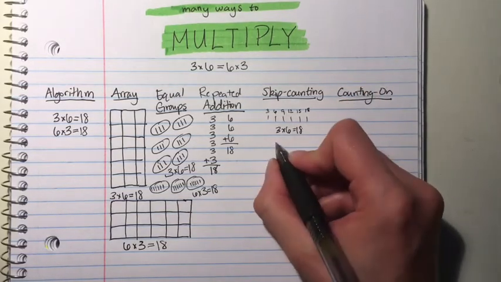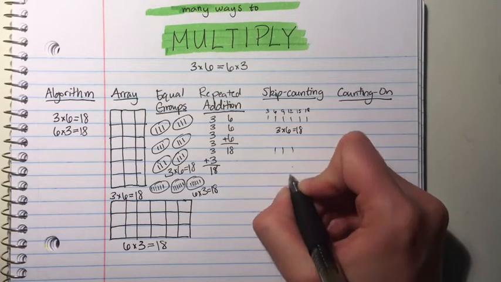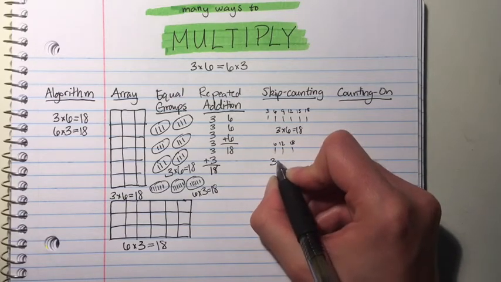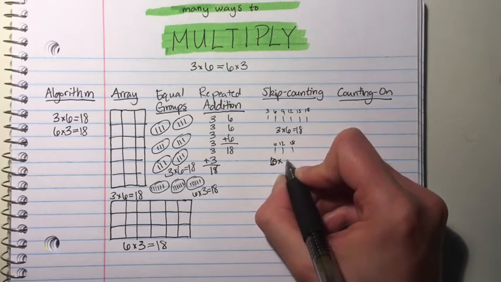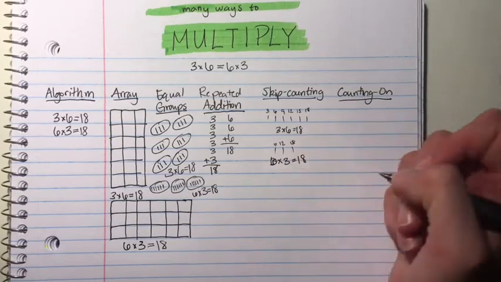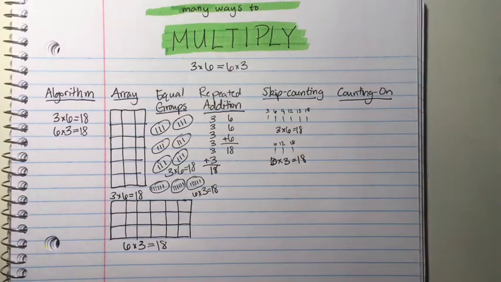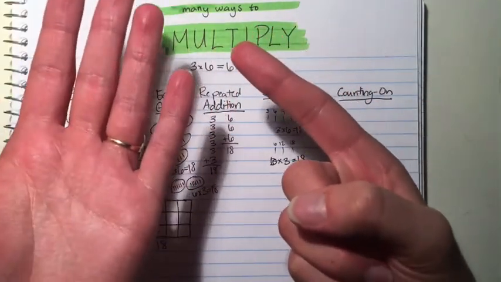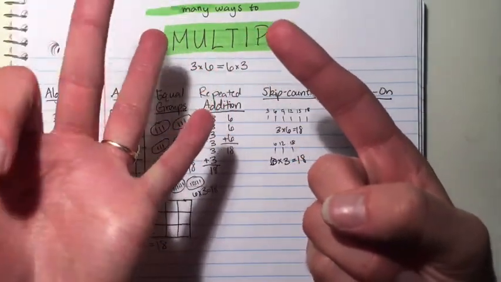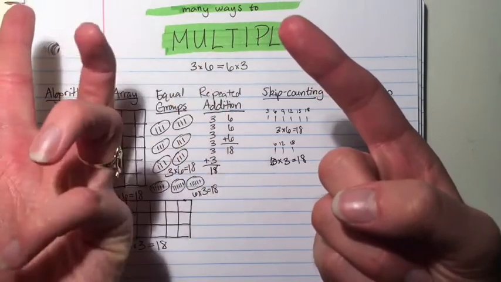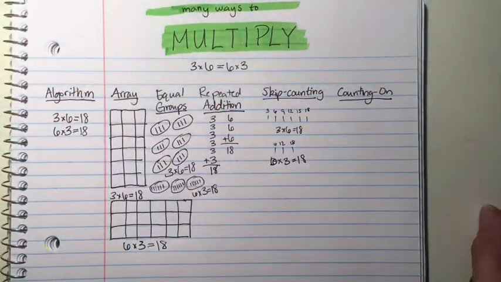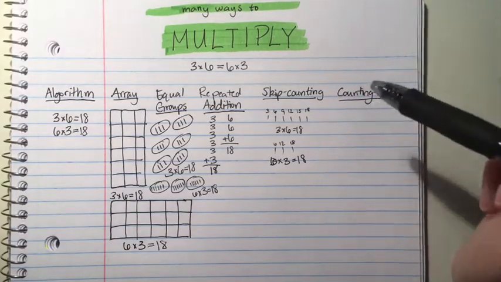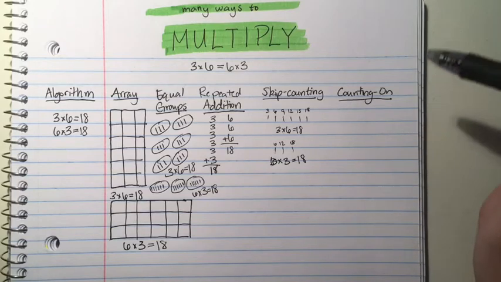Or I could do it with sixes. So 1, 2, 3 sixes. 6, 12, 18. 6 times 3 is 18. And I can also do that with my fingers. I can hold up 6 fingers and count by threes 6 times. So that's 3, 6, 9, 12, 15, 18. And I know that I have counted up 6 threes. So that's 3, 6 times. 3 times 6 is 18.